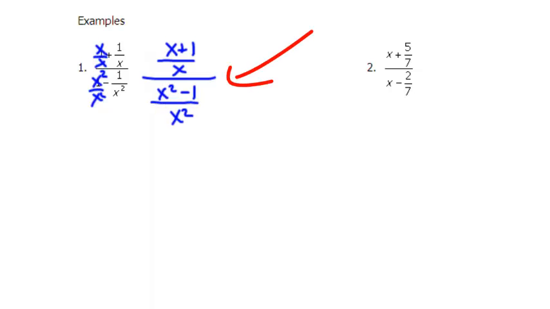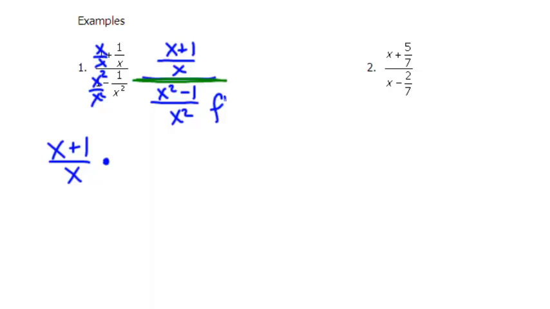Now remember, this is a division bar. So I'm going to keep the x plus 1 over x. I'm going to change my division bar to a multiplication, and I'm going to flip this fraction. This is just division like we did a couple days ago. It's going to be x squared over x squared minus 1. And at this point you should know what to do. Why don't you go ahead and quickly pause, multiply it out, and tell me what you get.